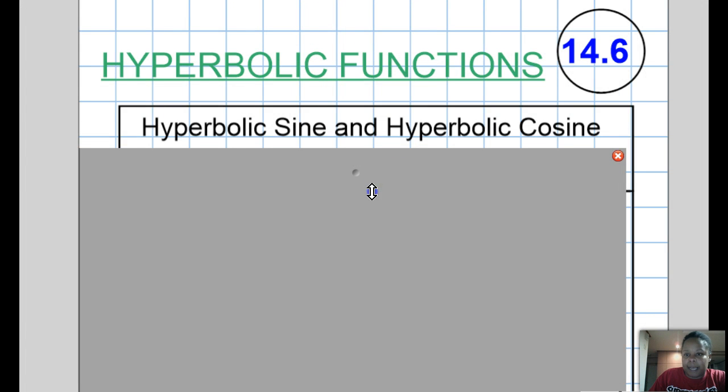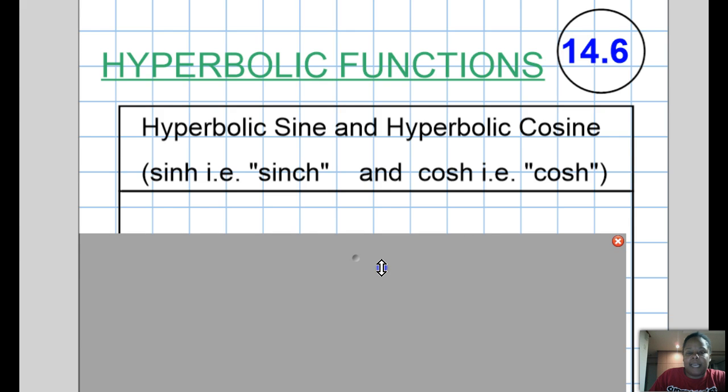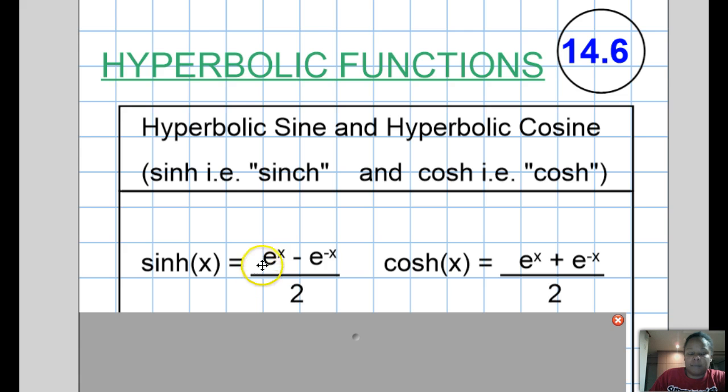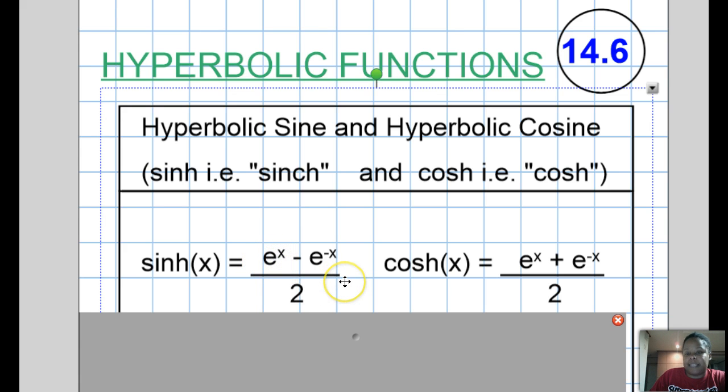So hyperbolic sine is called sine h or sinh, and it's the result of e to the x plus a negative e to the negative x, all over 2. And then the hyperbolic cosine, which is cosine h or cosh, is the result of adding the two functions, e to the x plus e to the negative x, over 2.